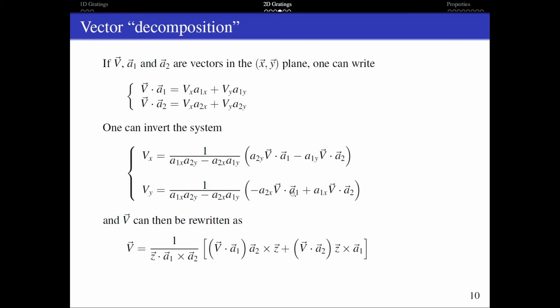So when you do this, you get those two expressions. So we have Vx and Vy depending on the components of the A vectors and the dot products between V and A1 and V and A2. And when you look at this expression, you can basically rewrite this using dot products and cross products between the components and the Z vector, which is perpendicular to our grating. So this is very important.